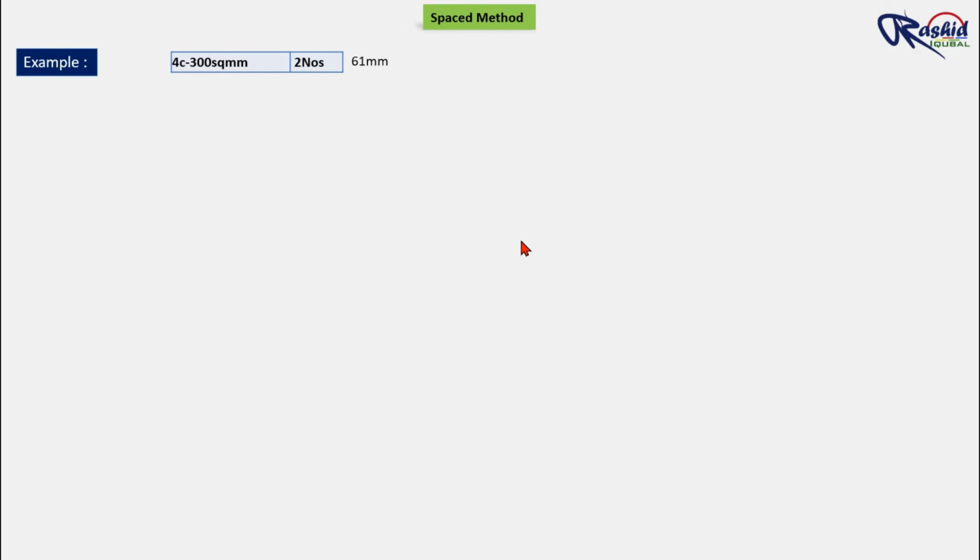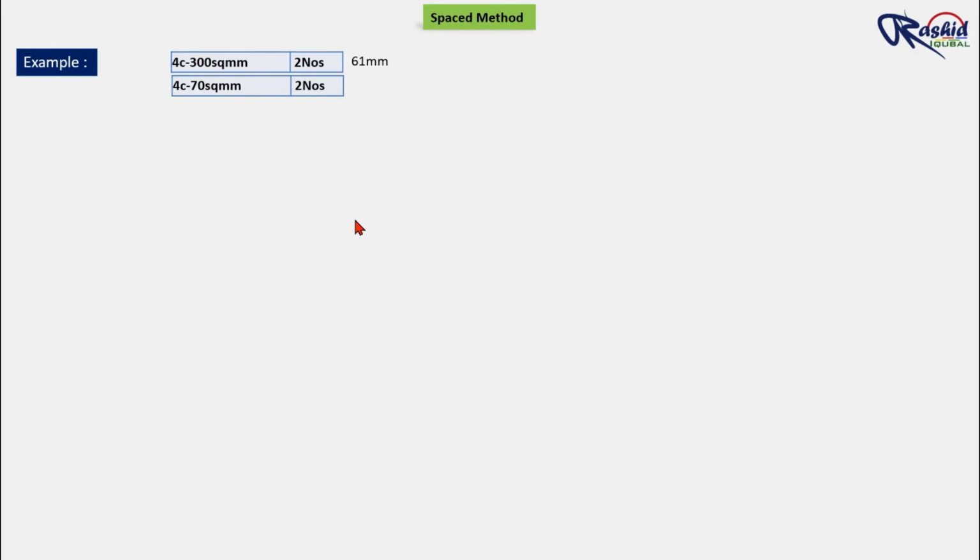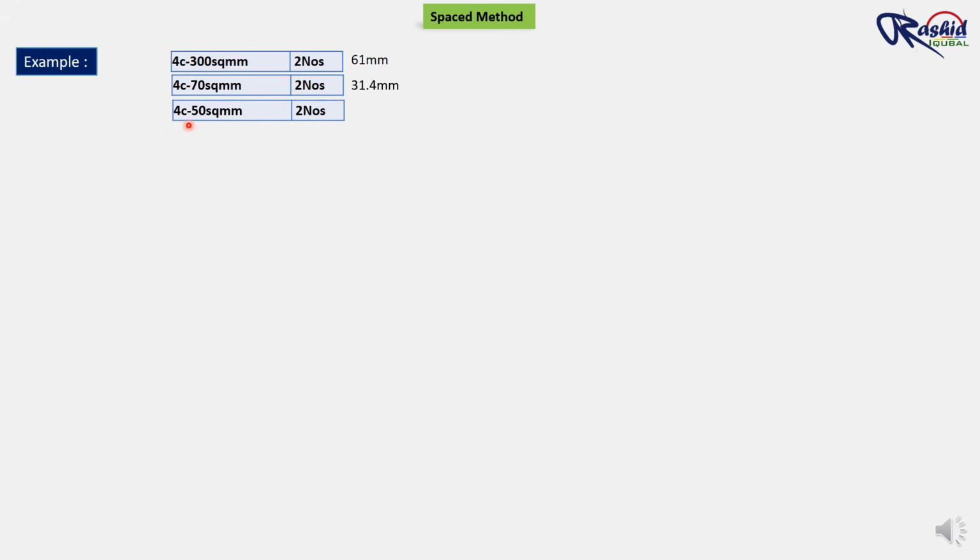Now we have to lay 4 core 70 square mm, that is 2 numbers, and its diameter will be, let me check again. Here you can see 4 core 70 square mm cable. Each cable diameter is 31.4. So let me write here 31.4. Same way, we have 4 core 50 square mm cable, 2 numbers, and its outer diameter of each cable is 27. I already took it from the catalog, that is 27 mm.